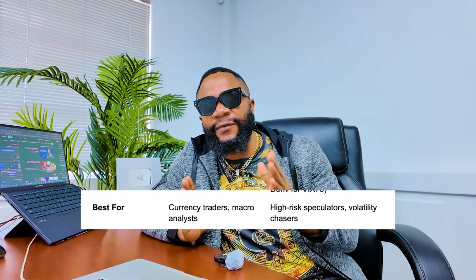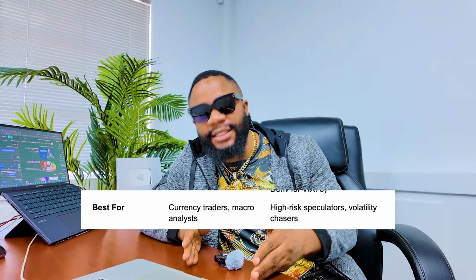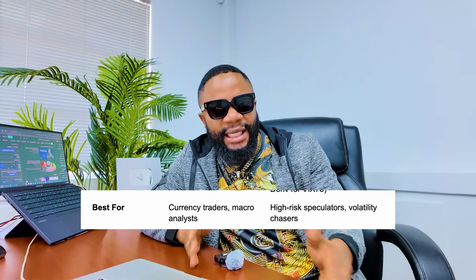And then, best for. Who is forex trading best for, and who are volatility indices best for? Forex trading is best for currency traders with macro analysis expertise. If you're a forex trader and you want to understand how different currencies work, and how different fundamentals affect the movement of different currencies, then forex trading should be for you. Who are volatility indices best for? High risk takers, people with high risk appetite and high risk tolerance. Those are the people who can try out volatility indices.